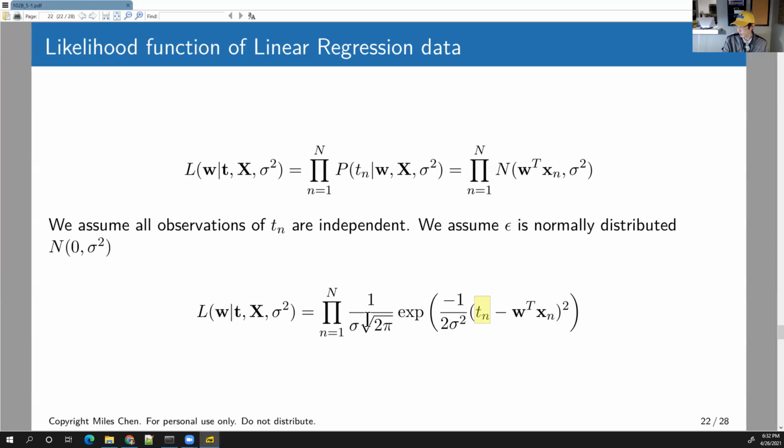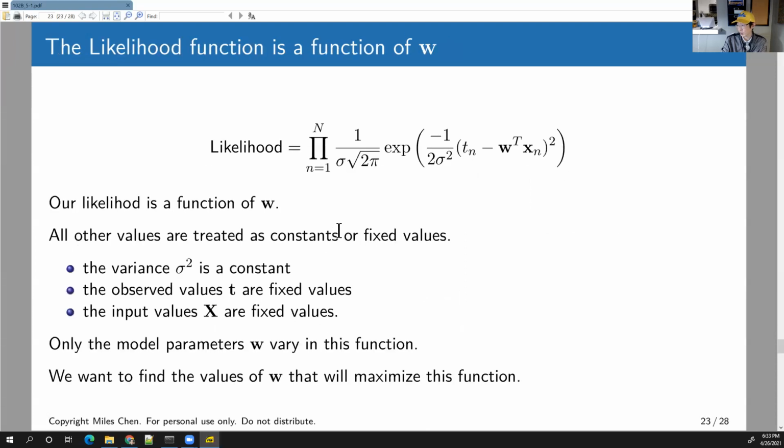Okay, so this is what we have here. We're going to have the product of a bunch of terms, one over the square root of 2 pi sigma squared, but you can extract out the sigma, e raised to all of this. When you take the product of this, it's going to be a huge mess, but we're going to take the log likelihood.